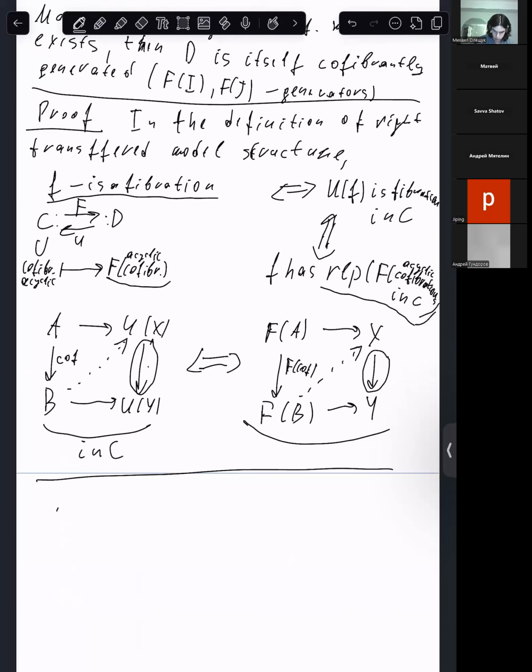So we can write: fibrations in D are RP of F of J, and acyclic fibrations are RP of F of I. The cofibrations are in LP of F of I.